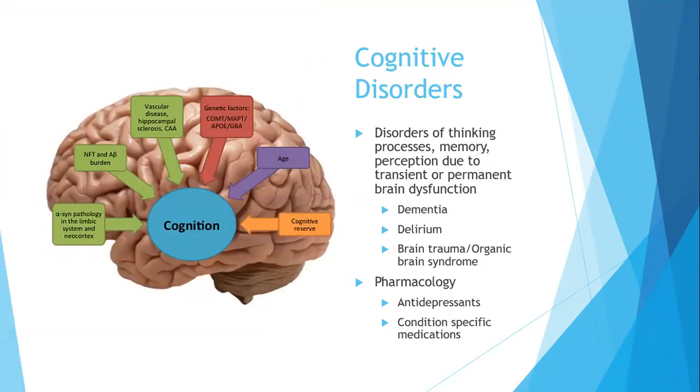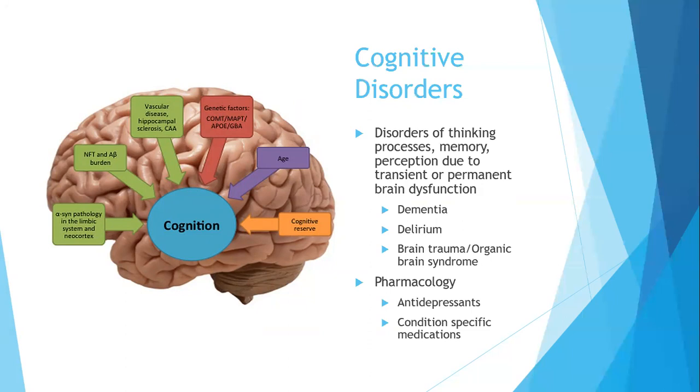Cognitive disorders are disorders of thinking processes, memory, and perception due to either transient or permanent brain dysfunction. So we're going to differentiate between dementia and delirium, and then brain trauma or organic brain syndrome. Dementia is like Alzheimer's. There's some kind of permanent brain dysfunction, and it's usually progressive, getting worse over time.